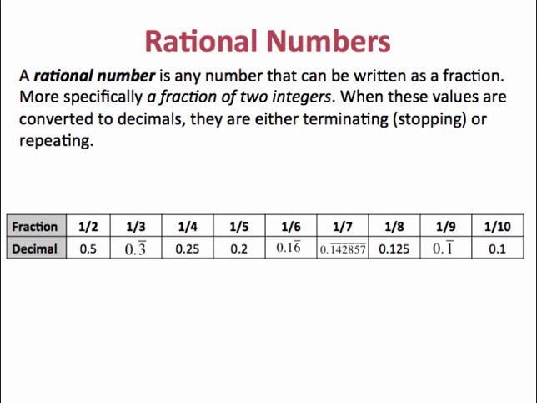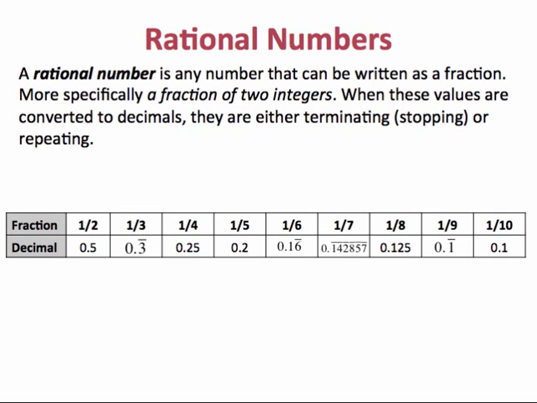Before we go over the procedures for these tasks, let's go over what it means to be a rational number as a review. A rational number is any number that can be written as a fraction. More specifically, a number that can be written as a fraction of two integers, so positives, negatives, and zeros, but no decimals in between. When we convert these values to decimals, those decimals can be written as either a terminating or stopping decimal or a repeating decimal.